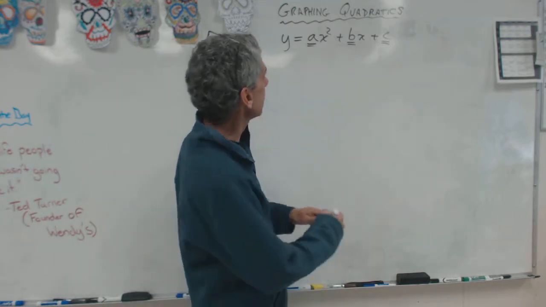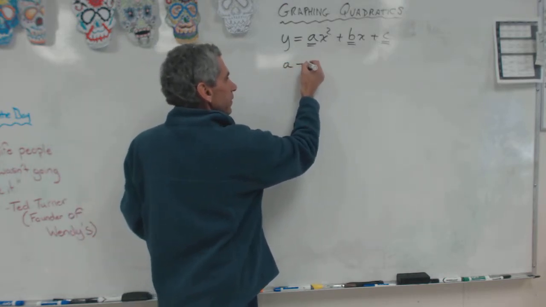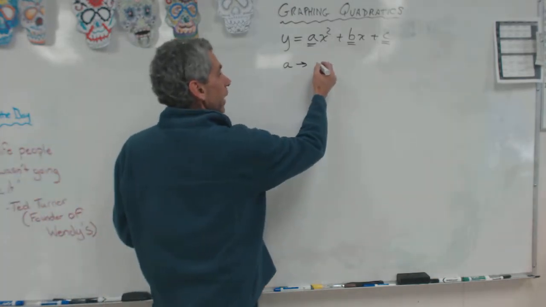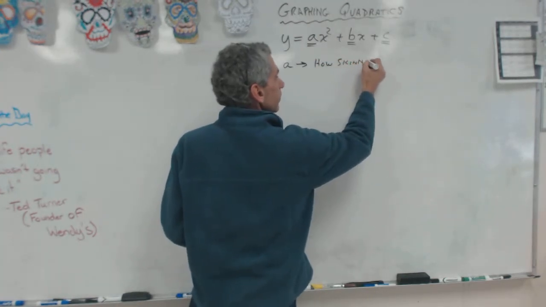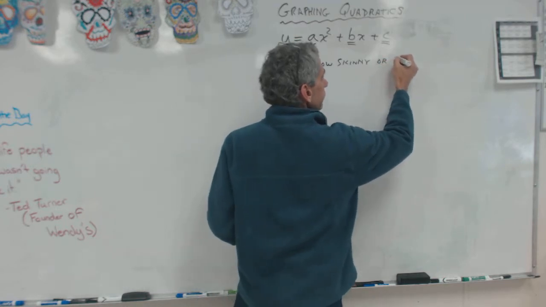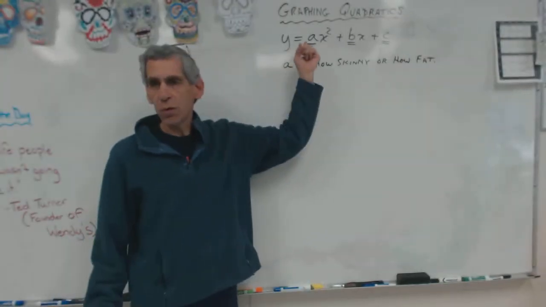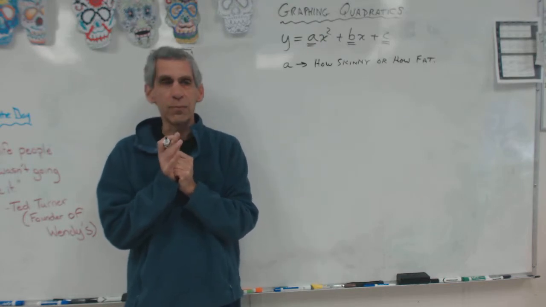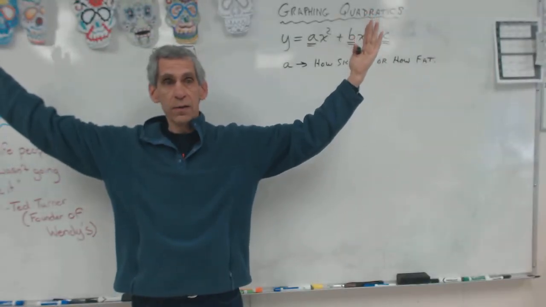but the a, b, and the c are actual numbers. So what does the a tell us? All right, the a tells us how skinny or how fat the parabola is. Now, does anybody know what a would have to be in order for it to be really, really skinny? I mean, give me an example. One would be just a regular standard parabola, right?